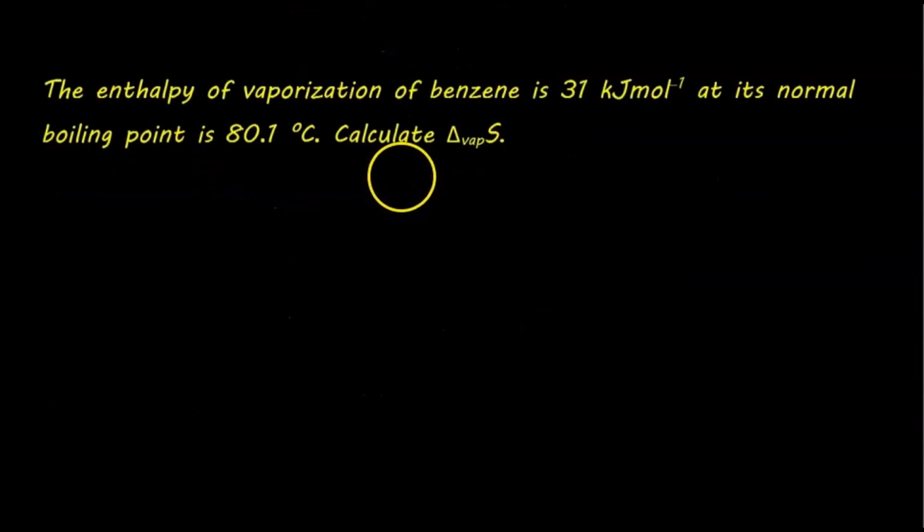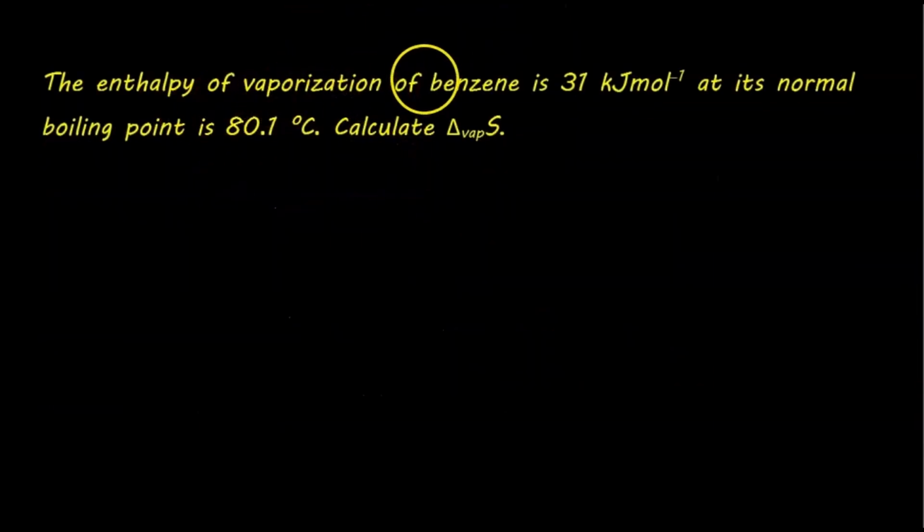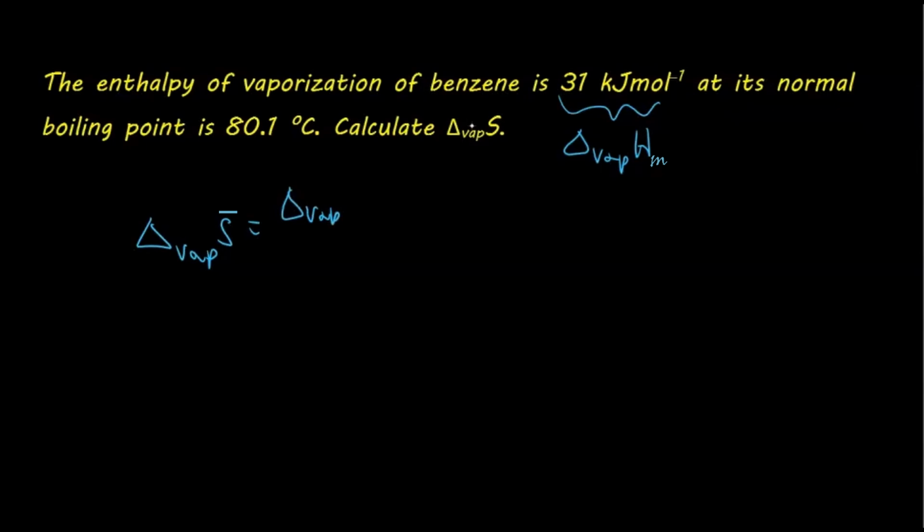Let's use it in this example here. The enthalpy of vaporization of benzene is 31 kilojoules per mole, and so this is our delta vap H. At its normal boiling point of 80.1 degrees Celsius, calculate the change in entropy of vaporization of this substance. We're literally going to use that same equation we just used. So it is delta vap H over the temperature.